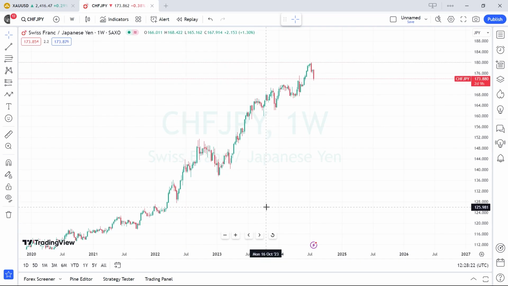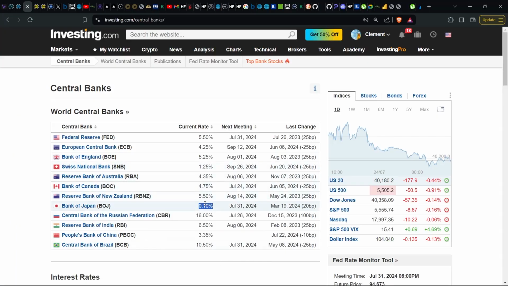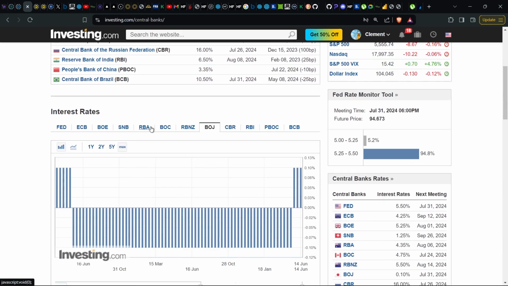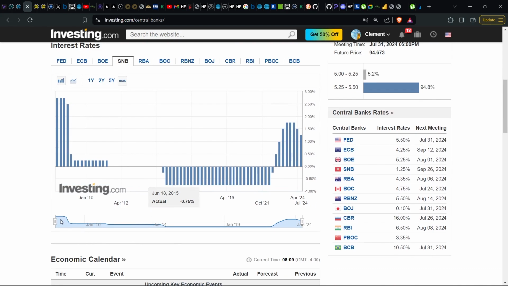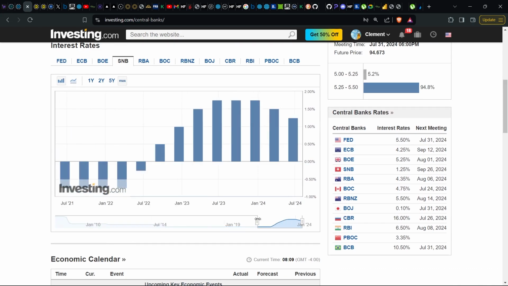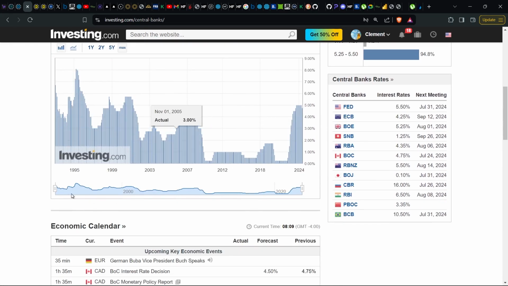Something else I wanted to talk about now is that there's a change, all right? Because as we have seen, some central banks are starting to cut the interest rate. For example, the Swiss National Bank is cutting. They started cutting. Also, there's the Bank of Canada. They have started cutting.